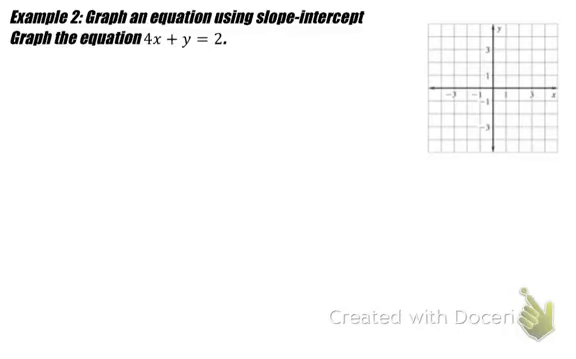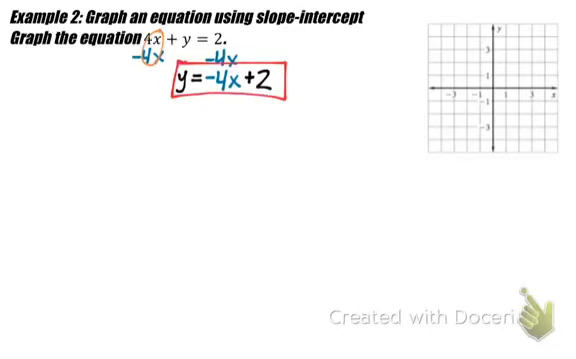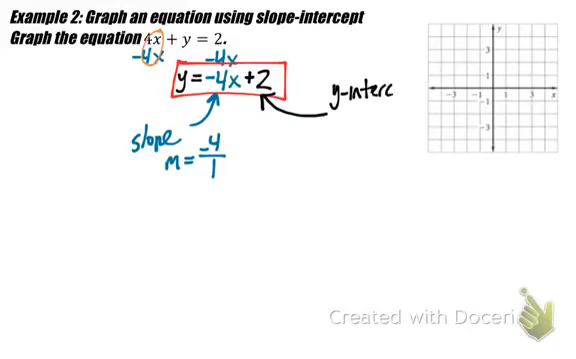In example 2, let's graph an equation using slope-intercept form, taking our equation 4x plus y equals 2. We write down the slope-intercept form of a line and ask ourselves, is it written in that form? I think not again. So we get y by itself by subtracting 4x from both sides. Zero out the 4x, and we have y equals negative 4x plus 2. Our slope is negative 4 over 1, and our y-intercept is positive 2.